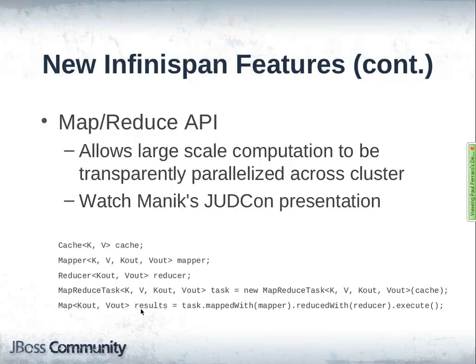Manik did a great presentation at JUDCon that shows an example of this, where I believe he takes the text from War and Peace and analyzes it and counts the most popular word found in War and Peace. So it's kind of a cool example of how you would use the MapReduce API in a real-world example. And there's a link to that at the end.